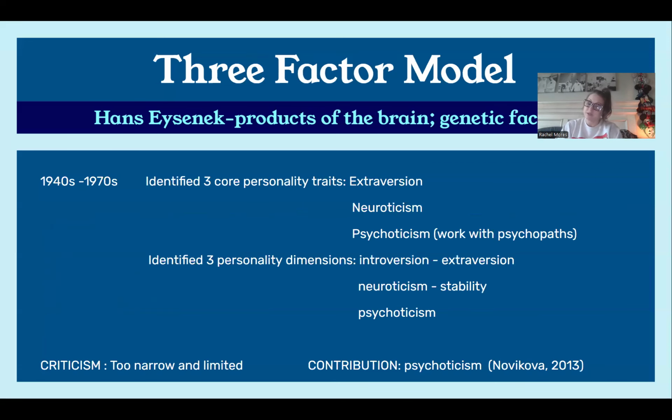Then, starting in the 1940s through the 1970s, we have Hans Eysenck's work on traits and behaviors, which was very popular. Unlike Cattell, he believed that one's personality was governed by biology and that personality traits are products of the brain and the result of genetic factors. He expanded on Cattell's work. He also used factor analysis to measure the traits through an inventory and questionnaire. But he only identified three core personality traits: extroversion, neuroticism, and psychoticism, to explain personality and behavior.